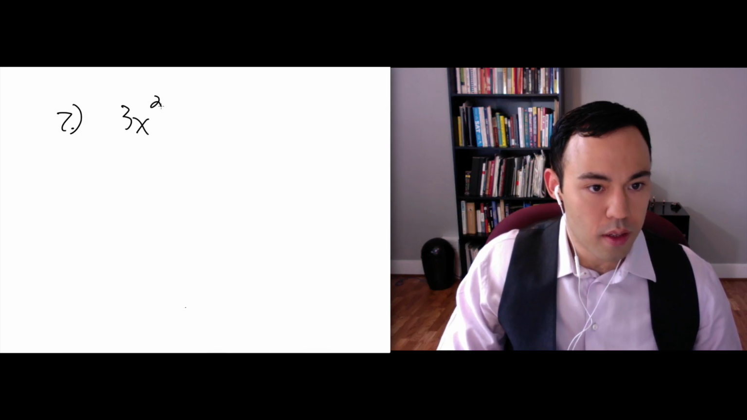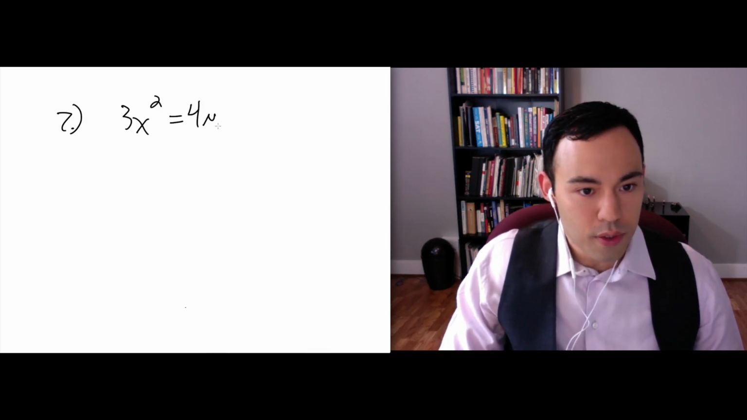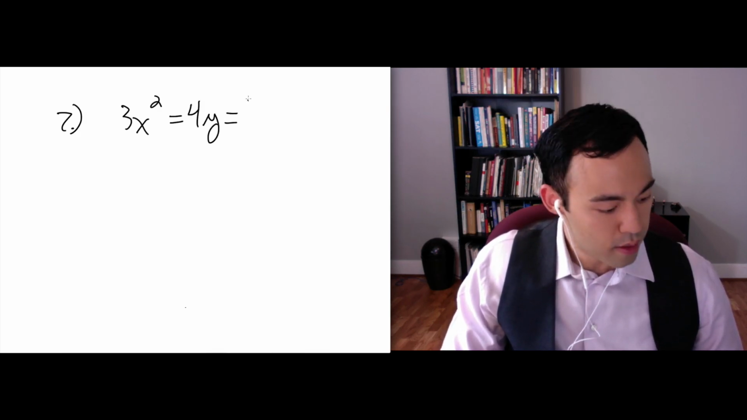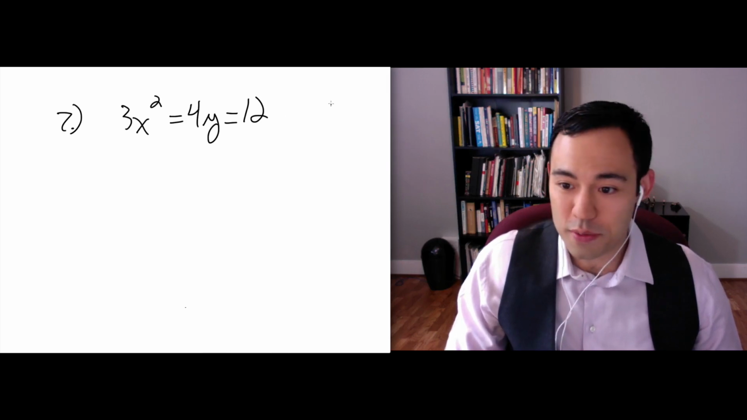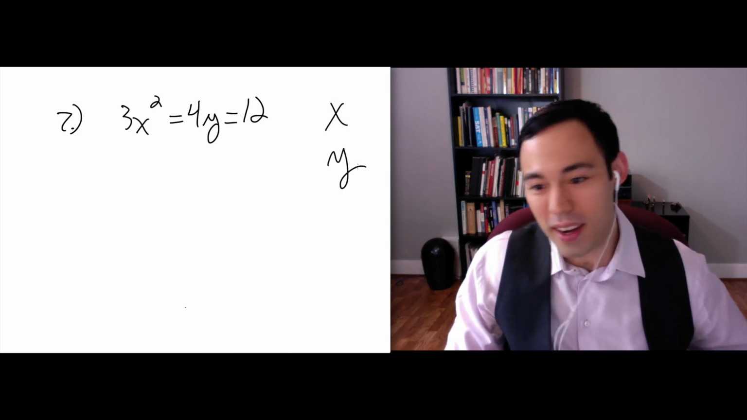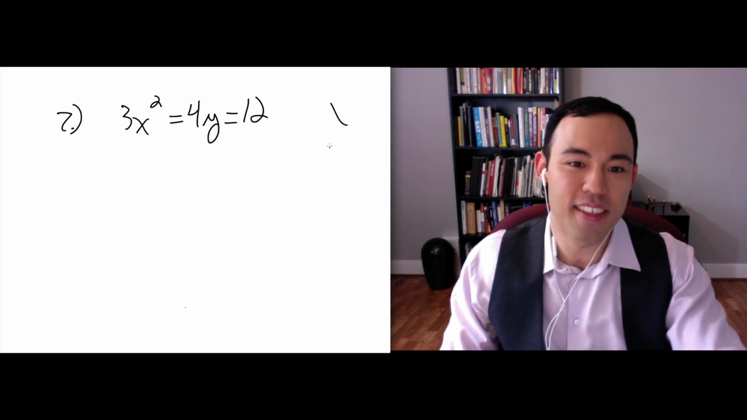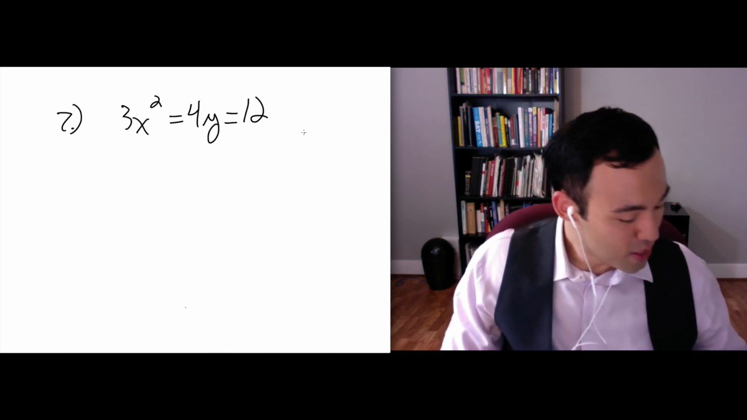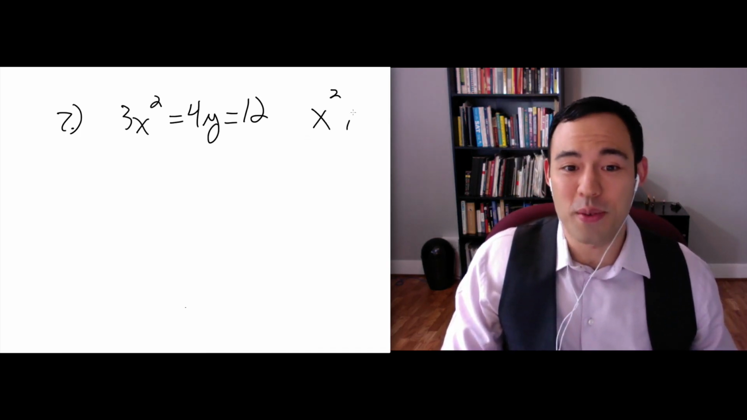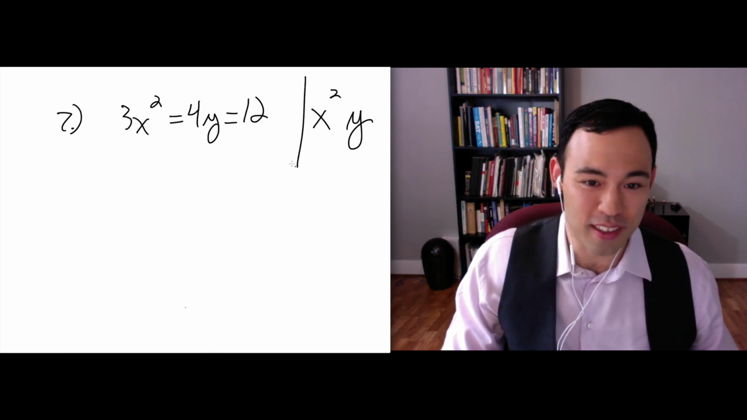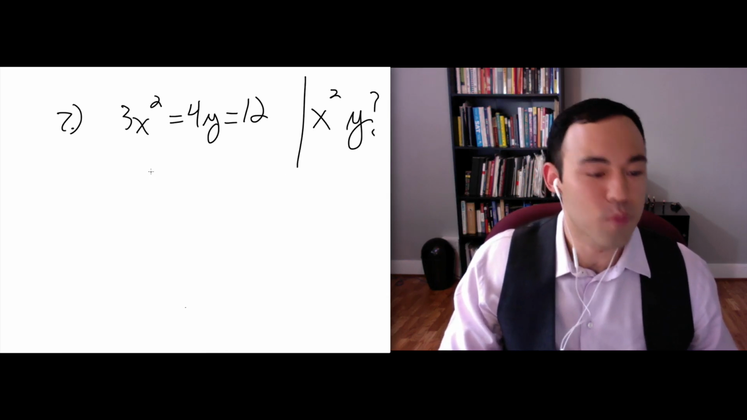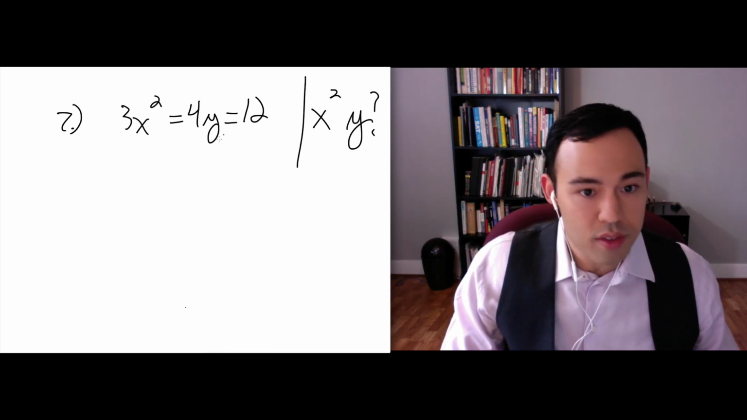Number 7, if 3x squared equals 4y equals 12, what is the value of x squared y? Okay, 3x squared. You know, it's funny, every other day of the year, students solve for X, or they solve for Y while they're in school, but the SAT likes us to solve for X squared Y or some other construct like that sometimes. So what is X squared Y?